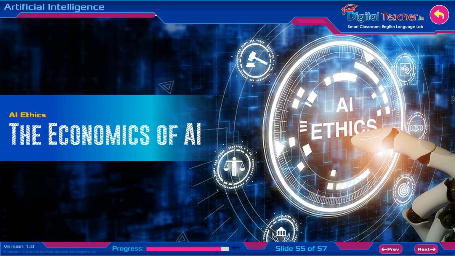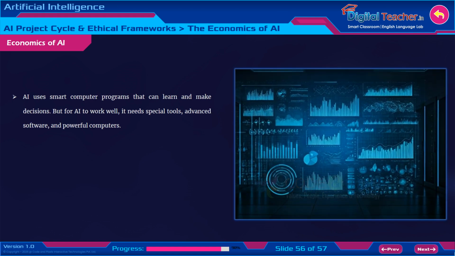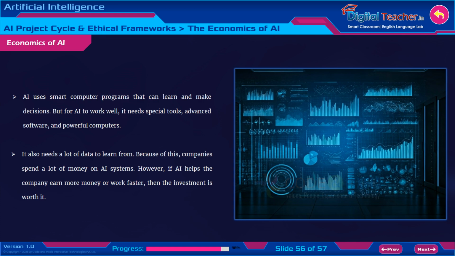The economics of artificial intelligence. Artificial intelligence uses smart computer programs that can learn and make decisions. But for artificial intelligence to work well, it needs special tools, advanced software, and powerful computers. It also needs a lot of data to learn from. Because of this, companies spend a lot of money on artificial intelligence systems. However, if artificial intelligence helps the company earn more money or work faster, then the investment is worth it.